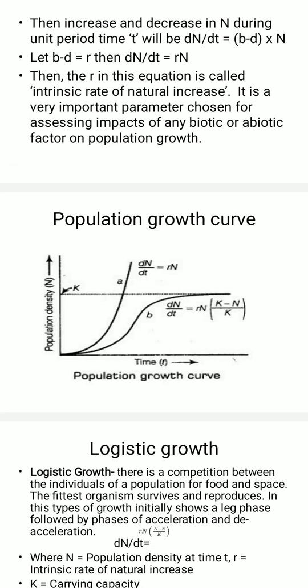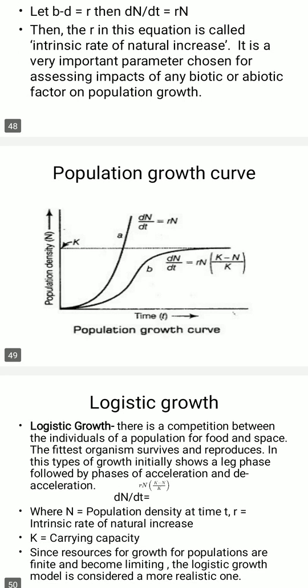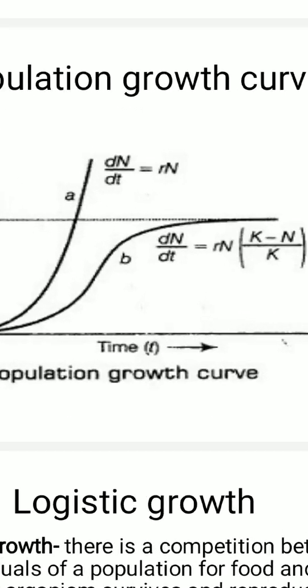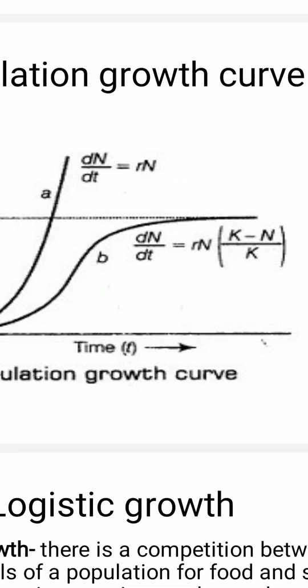The population growth curve here indicates both growth models: dN/dt equals rN, and the other, logistic growth, dN/dt equals rN times (K minus N) by K. Here in the equation itself it is very clear, dN/dt equals rN, and it is included along with (K minus N) by K.